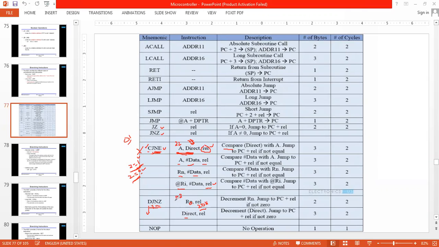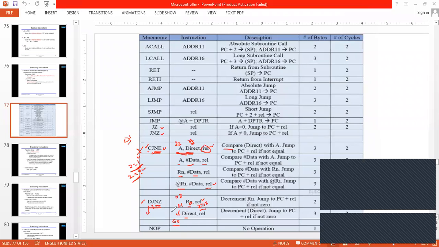Now first decrement. What is going to be decrement? Decrement, we know, is minus 1. So 02 is going to be minus 1. The value of R0 will become 01. So is 01 zero? No, it is not 0. So jump to the relative address. Then again, if I execute this DJNZ one more time, the value of R0 becomes what? 01 minus 01. It will be 00. So jump if not 0, but the value of R0 is 0. So this instruction will not be executed the second time.